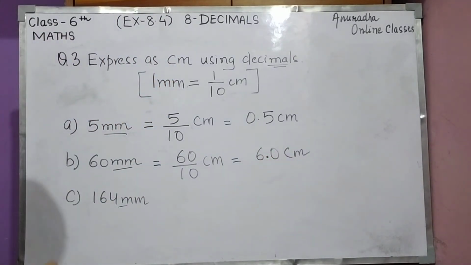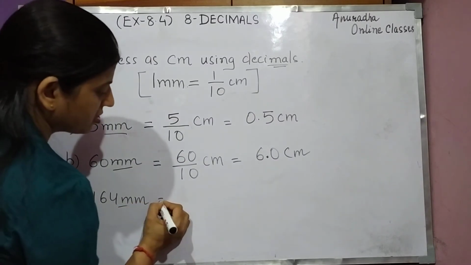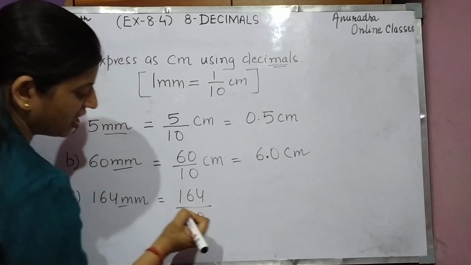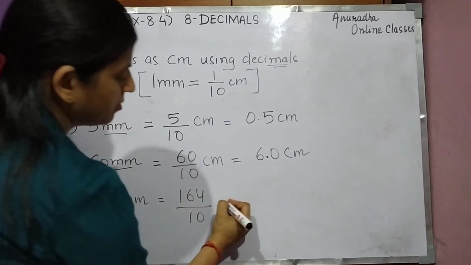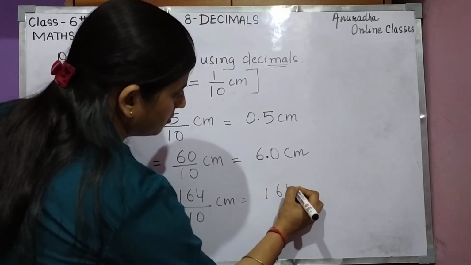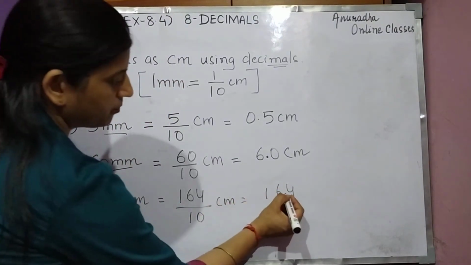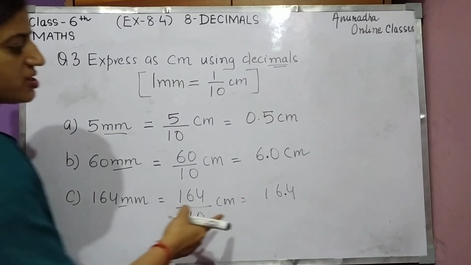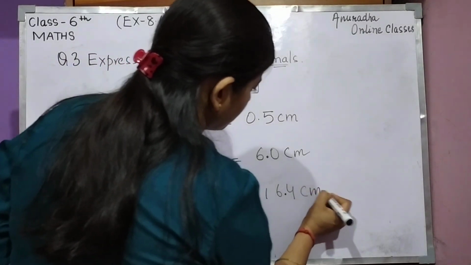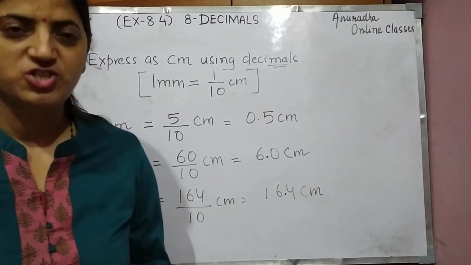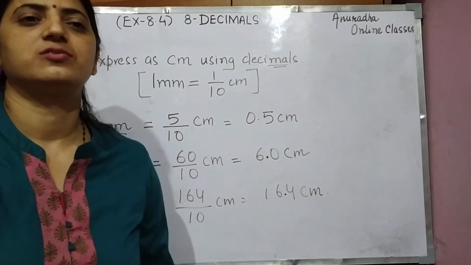Let's come to the third part. 164 millimeter, that is equal to 164 divided by 10 millimeter to centimeter. This is equal to what? 164 and after 1 just put point. This is what? 16.4 centimeter. So children, in this way you have to do the question. Let's do the other two parts.